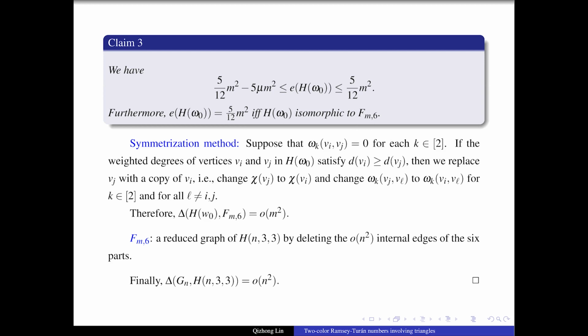From this observation, we can see that the distance between H omega 0 and FM6 is little o m squared. And here, this graph FM6 can be referred to as a reduced graph of HN33 by deleting the little n squared internal edges of the 6 classes. And so we can see that the weakly stable property holds.